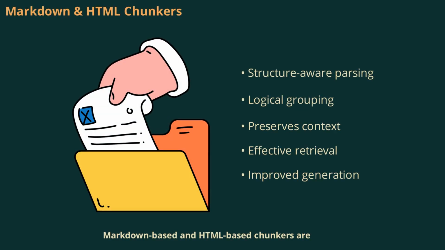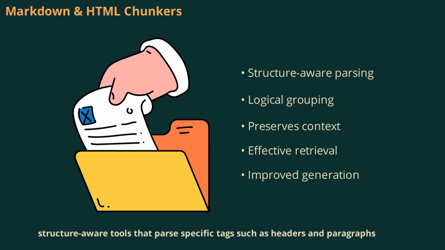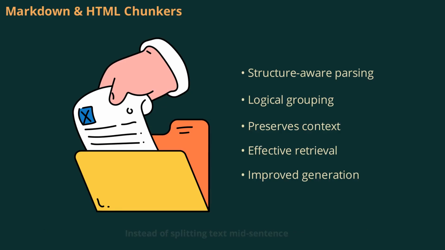Markdown-based and HTML-based chunkers are structure-aware tools that parse specific tags such as headers and paragraphs. Instead of splitting text mid-sentence, they group content logically based on sections, ensuring headers remain with their corresponding paragraph blocks. This approach preserves document structure and context, making retrieval and generation more effective.